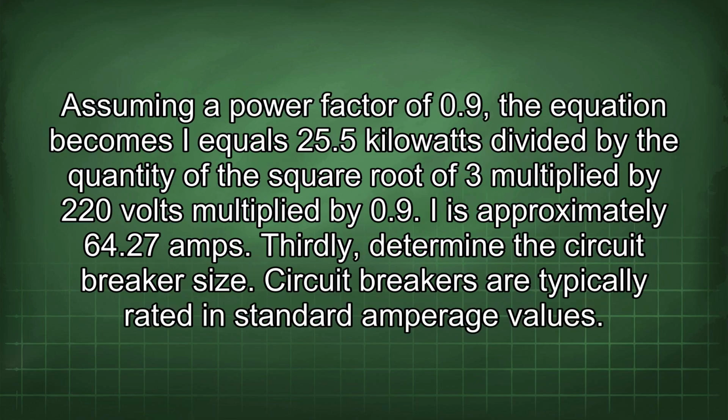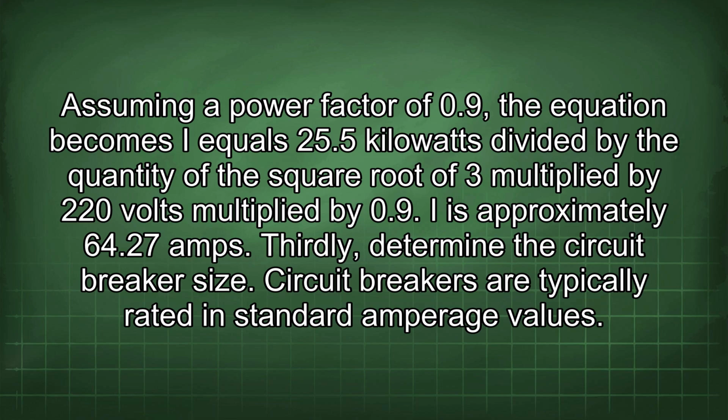Assuming a power factor of 0.9, the equation becomes I equals 25.5 kilowatts divided by the quantity of the square root of 3 multiplied by 220 volts multiplied by 0.9. I is approximately 64.27 amps.